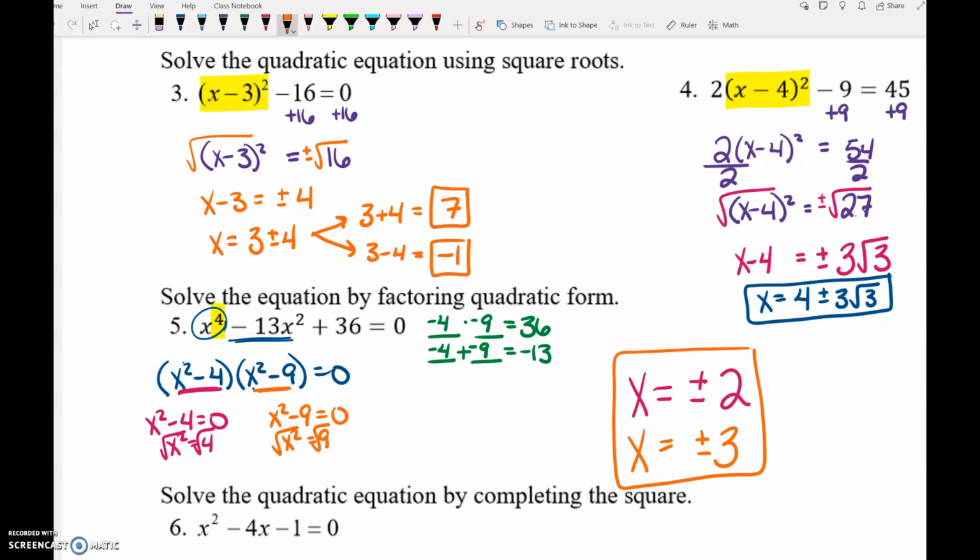This one is multiple choice, but it's a multiple select. It will say on EdSite, select all that apply. So you would select the plus minus 2 as one of your answers and the plus minus 3 as your other answer.